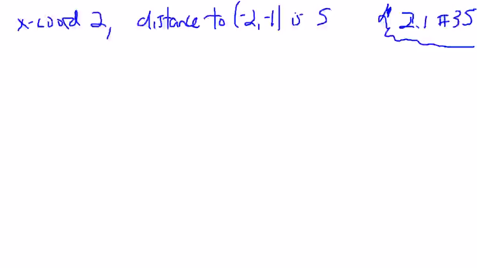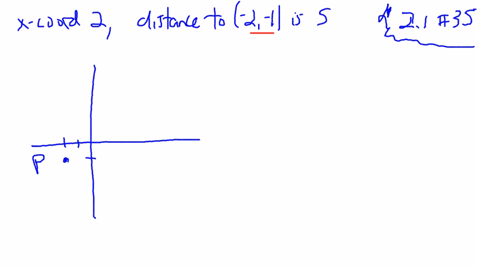So what I'm going to do is start by drawing a picture like this. It's going to be my coordinate system. I'm going to put a dot for that point to start. So I need to go back 2, down 1. I'm going to put a dot like that, and I'm going to label that as P, because that's my point.